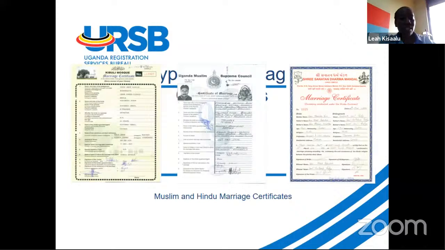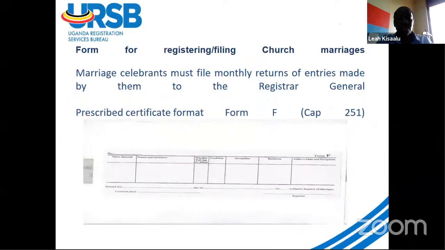Like you can see on my screen, there's a Muslim marriage. If you belong to the Shia sect, they have their special certificate. If you belong under the Supreme Council, they will give you a certificate. If you're under Hindu, they will give you a certificate for that marriage. And if you do church, the church will issue a certificate. Here at URSB, as a regulator, we don't keep certificates for church marriages.